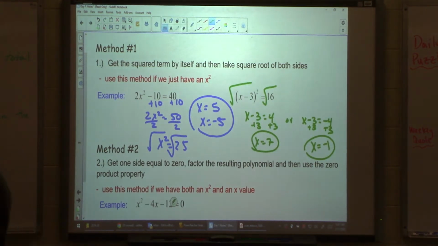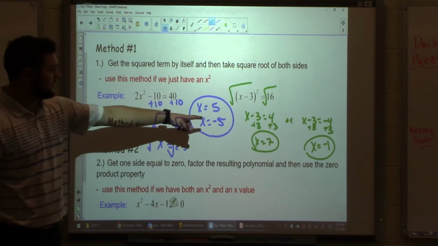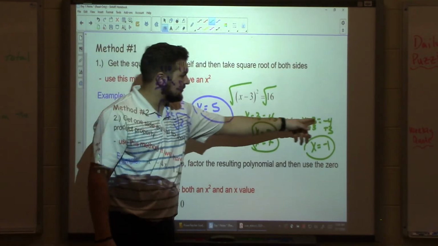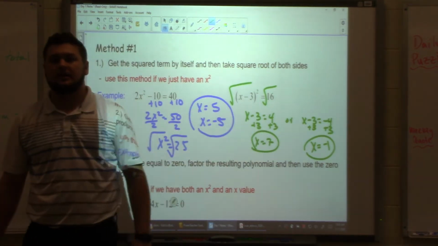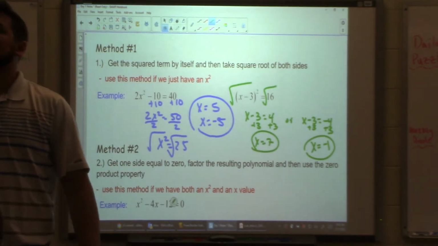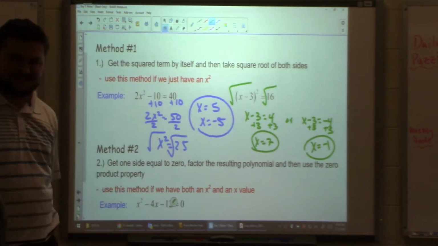Solve them both. You have to solve them both. No, I'm talking about the other one. The green one? Yeah. It has to equal both 4 and negative 4. Okay, for the other one, can I just put plus minus? Yes. Okay, thanks.